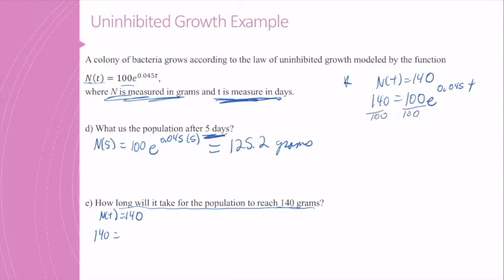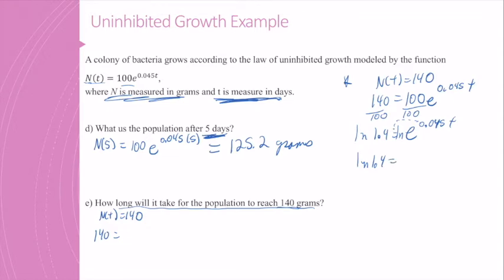That gives me 1.4 equals e to the 0.045t. Now, this is an exponential function. In order to get this exponent to not be an exponent anymore, I'm going to have to take the natural log of both sides. What this does is allow me to move my exponent to the front.